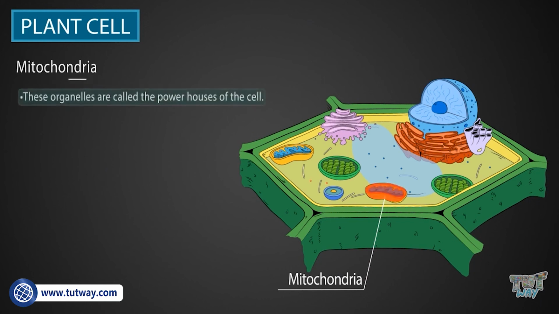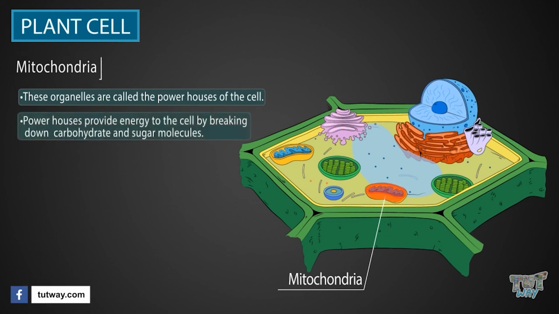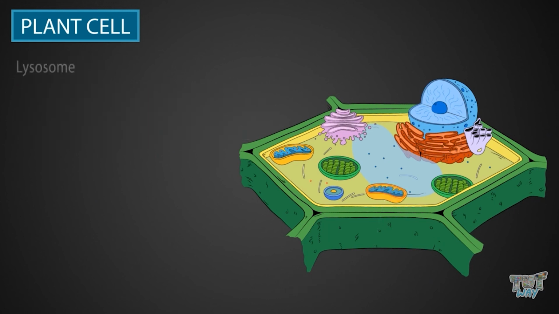These organelles are called powerhouses of the cell. Powerhouses provide energy to the cell by breaking down carbohydrates and sugar molecules. Next, we have the lysosome.